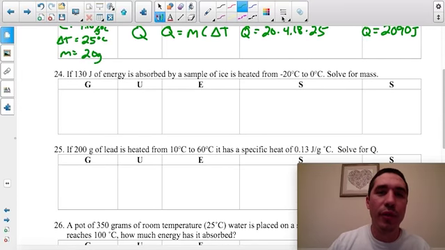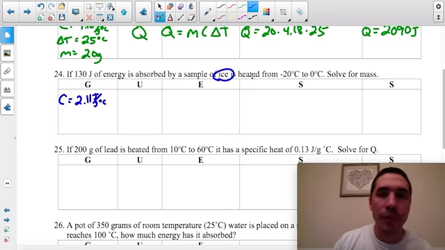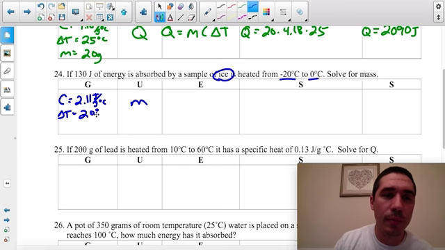If 130 joules of energy is absorbed by a sample of ice, that means the specific heat I'm going to use is going to be 2.11. Is heated from negative 20 to 0, solve for mass. So this time it wants me to find mass. From negative 20 to 0, that means that the temperature went up by 20 degrees. And I have 130 joules of energy, so that's my Q.